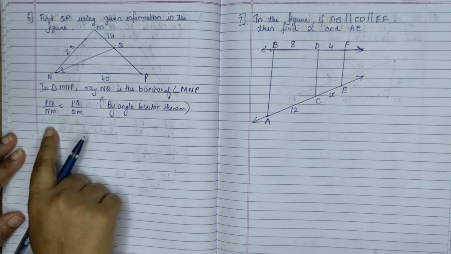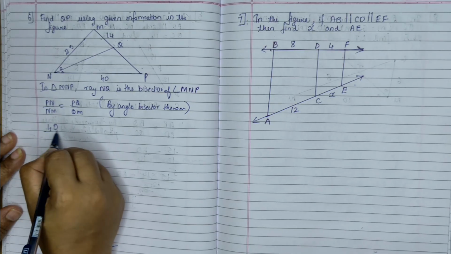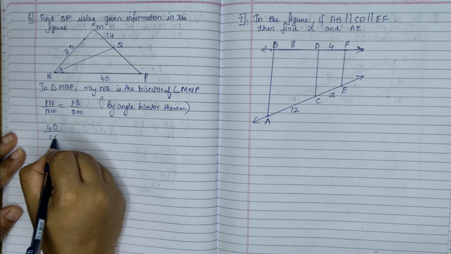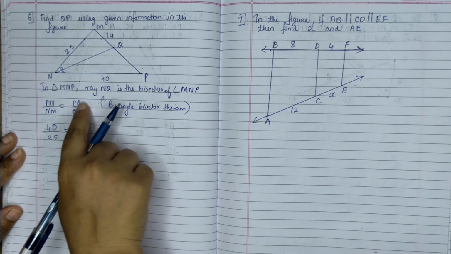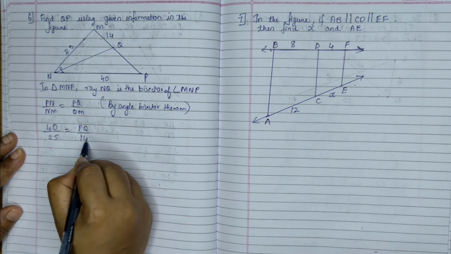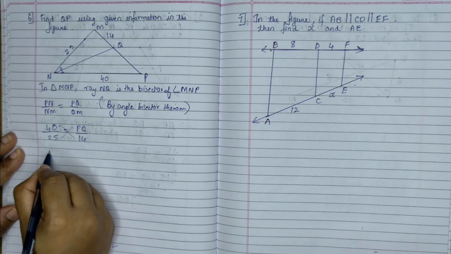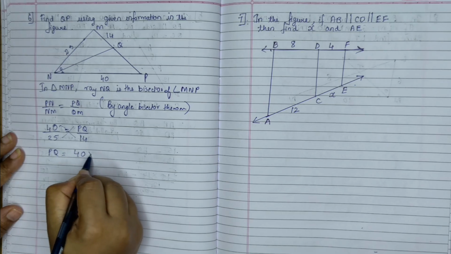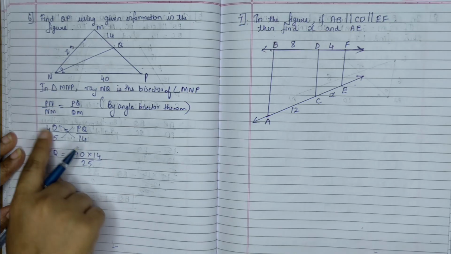Okay, now we will put the values in it. Now PN is 40, NM is 25, equal to PQ. PQ we don't know, so keep it as it is. And QM is 14. Okay, we put the values. Now we will cross multiply. So 40 PQ is equal to 40 multiplied by 14, and this 25 will come here in division.